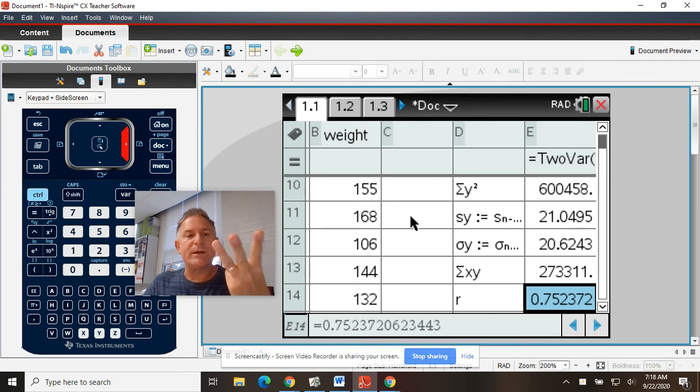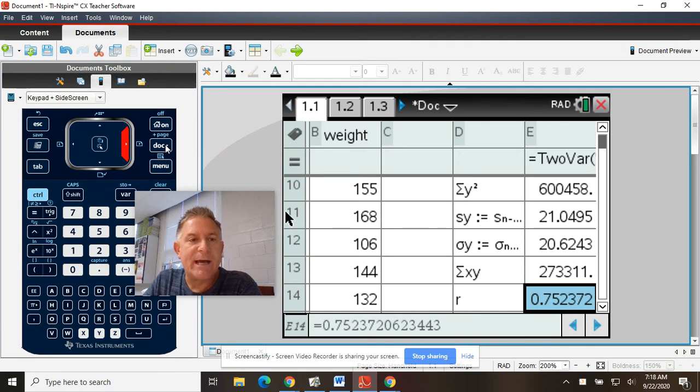So strength, form, direction. Just like when we talked about a histogram, we talked about shape, center, spread. Well, here we got 3 things we're going to talk about also. Okay, let's look at the picture.